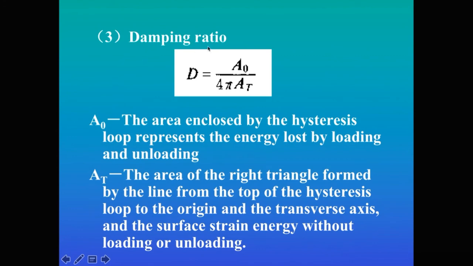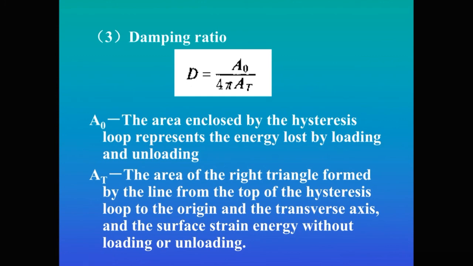The third one is the damping ratio. Just now I told you that the damping ratio is a parameter to describe the energy loss. Then let's see the damping ratio. Here we use big D. In some other literature, they use other Greek characters. Then D equals A0 over 4 pi AT. Then what is A0 and what is AT?